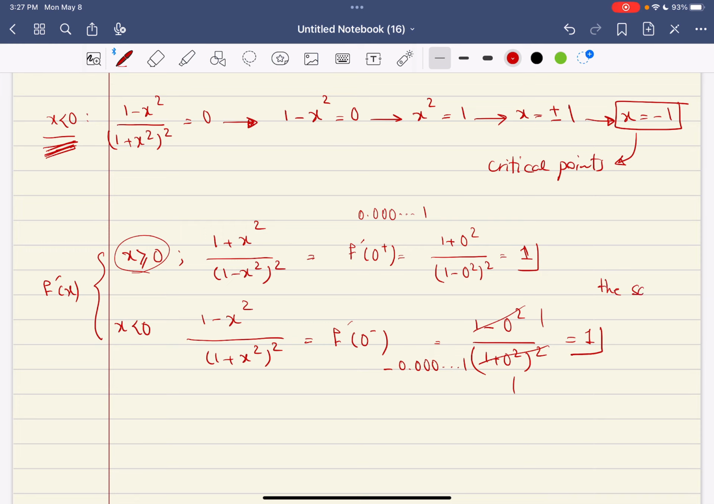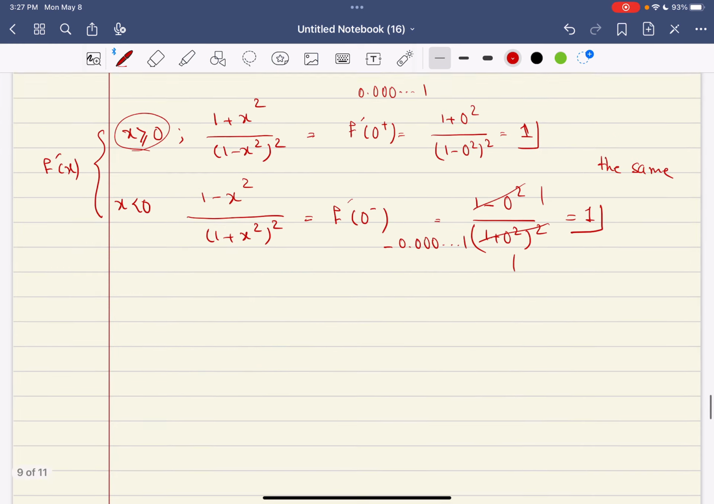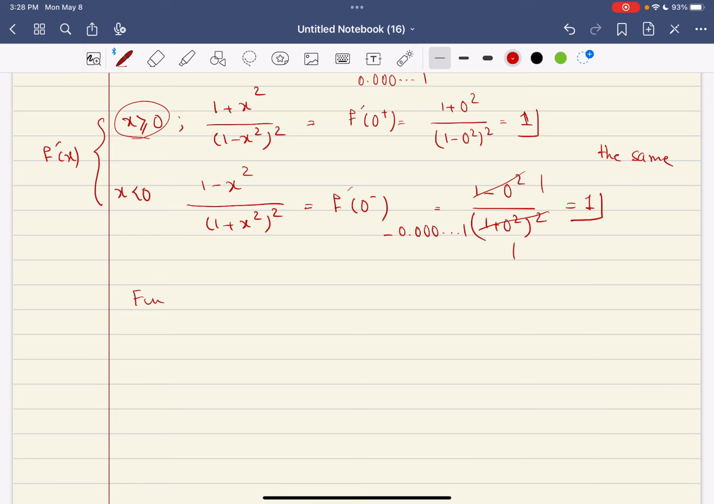So it means that the function is defined at x equal to 0. So the only critical point for this question would be at x equal to negative 1.